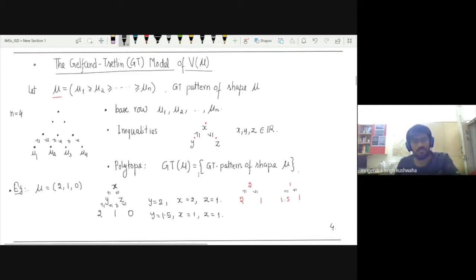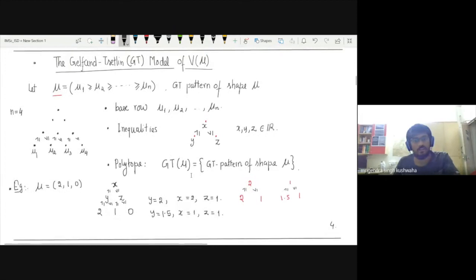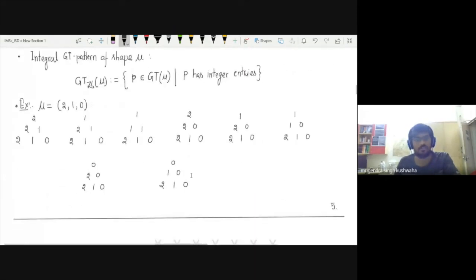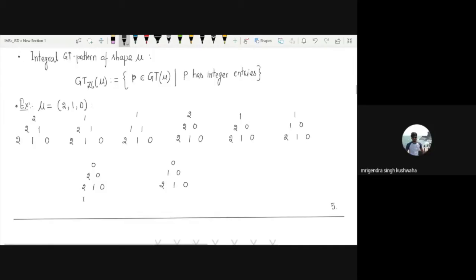Those real solutions form a polytope, which is obviously bounded by planes. We denote it by GT(mu). We are interested not in all real solutions, only integer solutions, which I will call integral GT patterns. So these are all 8 possible.